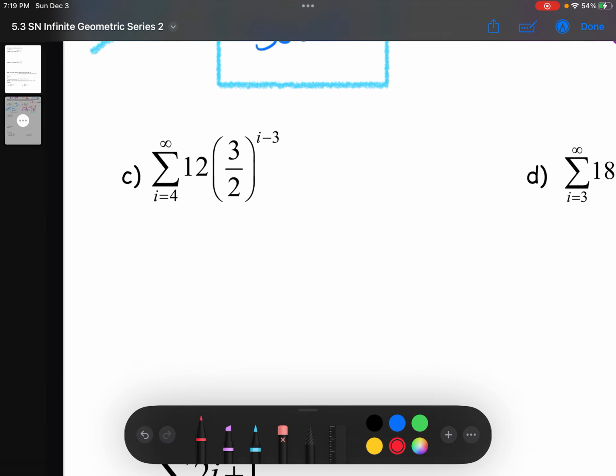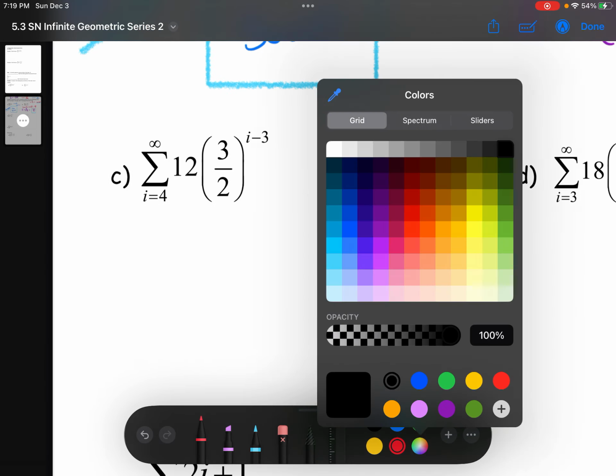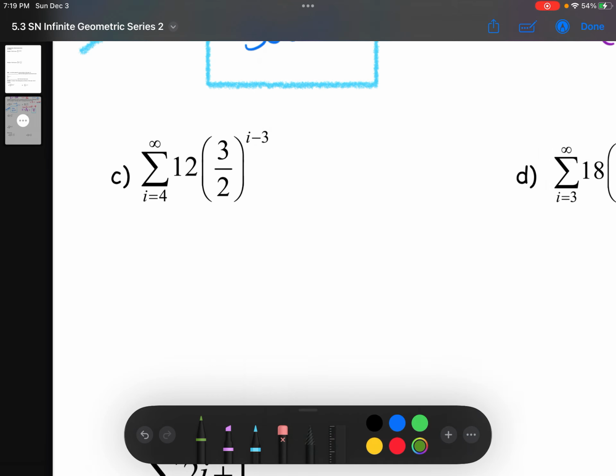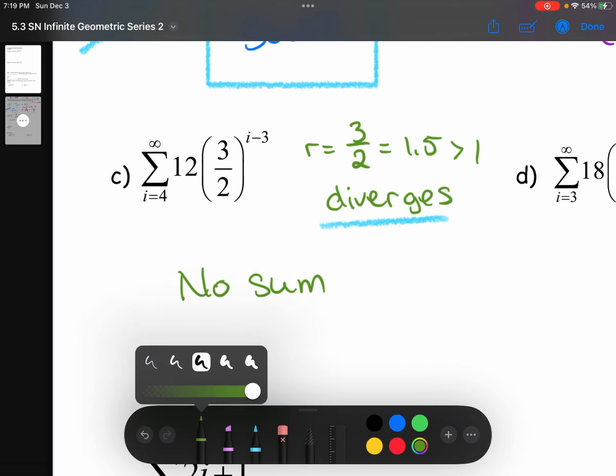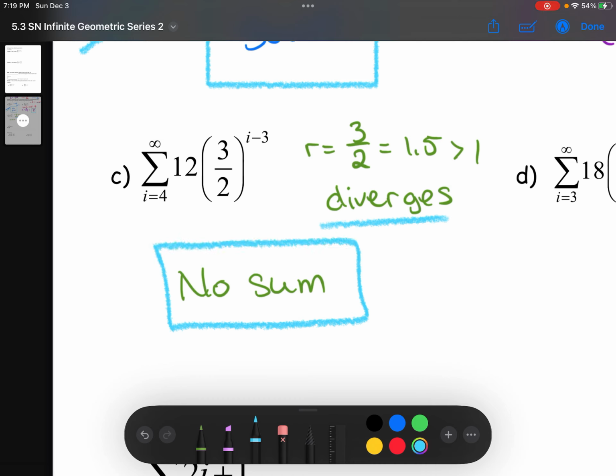So let's take a look at C. First thing we need to do is find that r, decide if this can have a sum or not. This r is 3/2. Now, don't get fooled. 3/2, yes, is a fraction, but 3/2 is 1.5. That's greater than 1. So this series diverges, which means there is no sum. There is no infinite sum. We can always find the sum of a few terms, but infinite sums only work when the series converges, as in when the absolute value of r is less than 1.